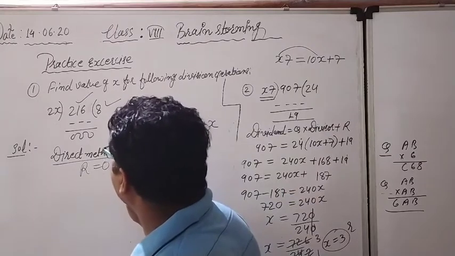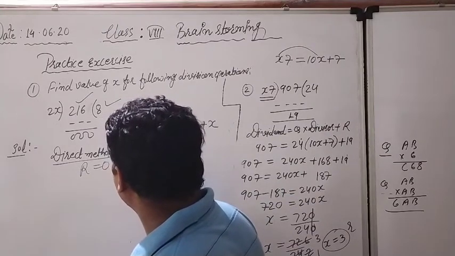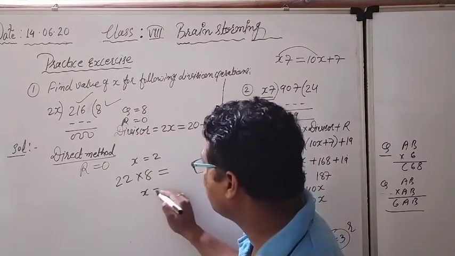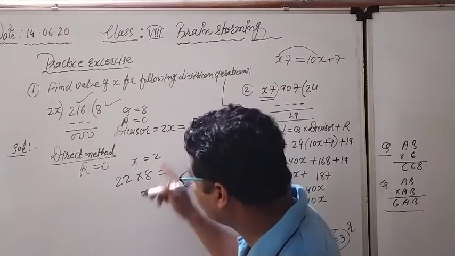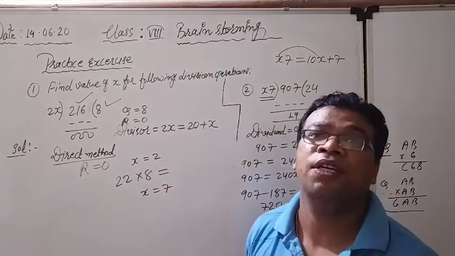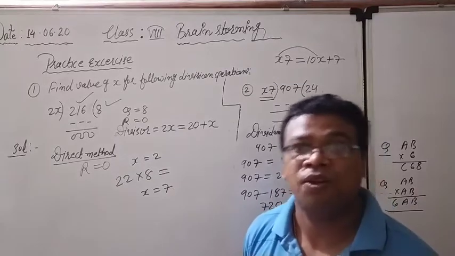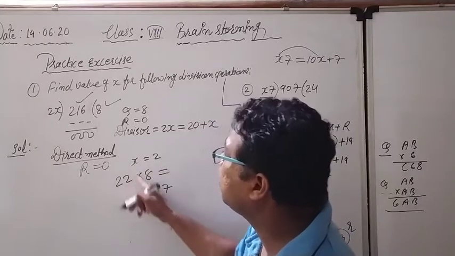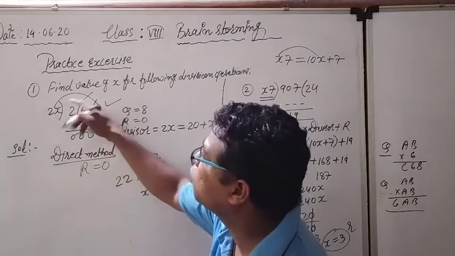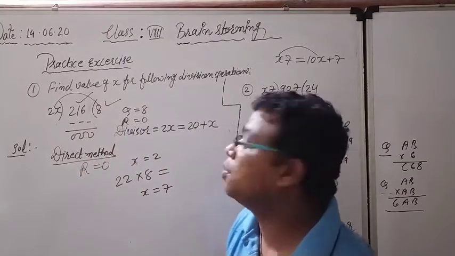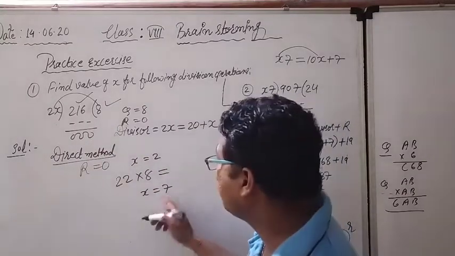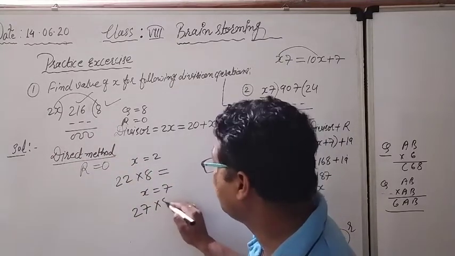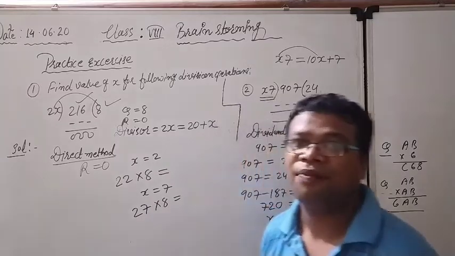So what I will do, if x is equal to 2, then 22 into 8 I have to do, and if x is equal to 7, then also I will get the unit digit 6. So I am going to check both ways. X is equal to 2, so 22 into 8, the multiplication of both should give me the dividend 216, because the remainder is 0. Same way, if x is equal to 7, put the value of x is equal to 7 here. So 27 into 8. Both ways I can check, and after that I will get the answer.